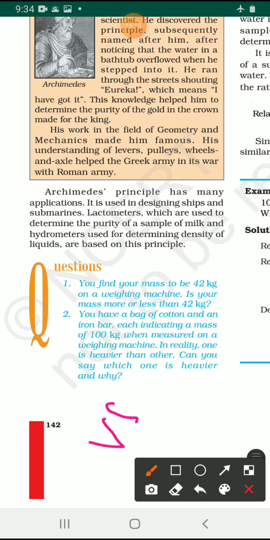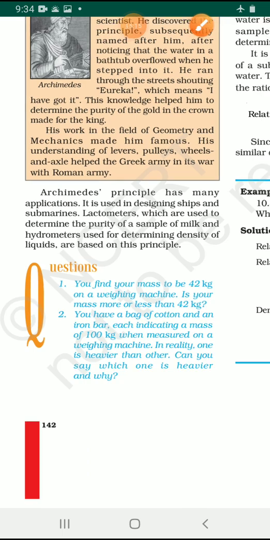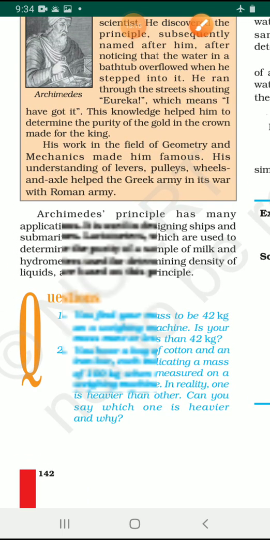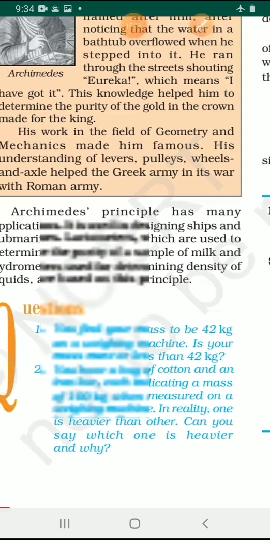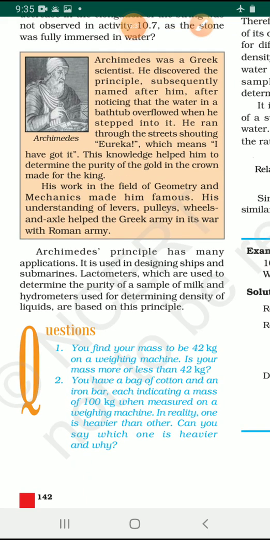As you can see in science, applications means uses. In normal English we can say the uses, but in science we say applications. So what are the applications of the Archimedes principle? It is used in designing ships and submarines. Based on the Archimedes principle, ships and submarines are designed.